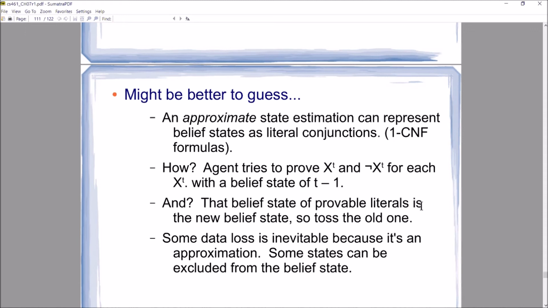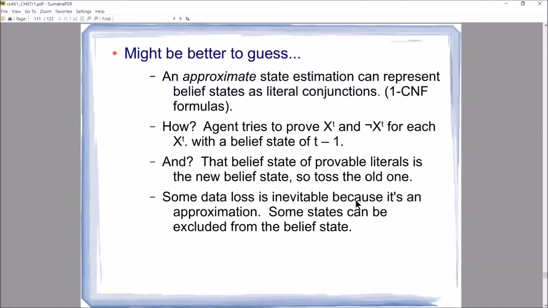Now, as it turns out, you're going to have some data loss. Okay, so it's an approximation. And some of the states could be excluded from your new belief state. It's a guess, and so you might not get the best guess or the actual best result, right? But what you're doing is saying, let's take a guess just to speed things up. We're going to sacrifice some of our data for performance.